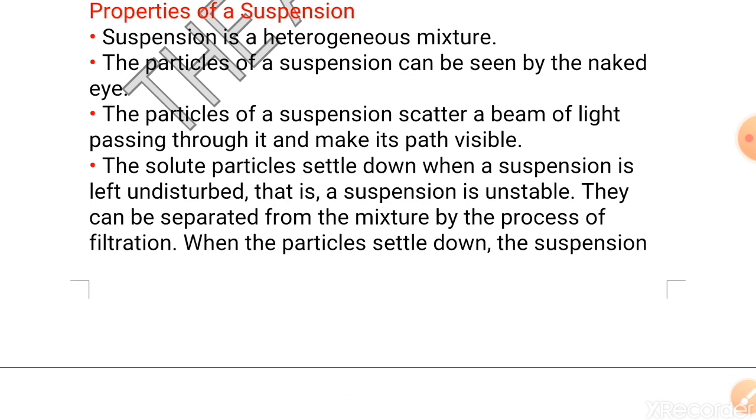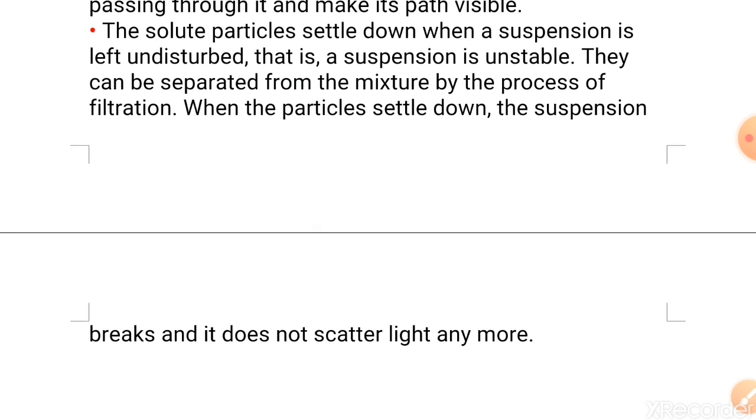Now they can be separated from the mixture by the process of filtration because one of the components has a larger size. Take an example of the same thing. When you use filter paper to separate water from soil, the soil will remain in your filter paper and the water will seep through it. Now, when the particles settle down, the suspension breaks and it doesn't scatter light anymore.